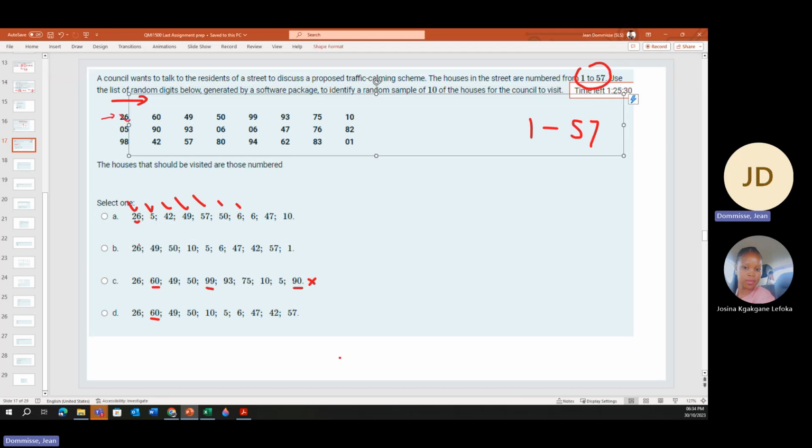So that's 26. 60 can't be, that's 49, that's 50, 99 can't be, 93 can't be, 73 can't be, 10, 5, 90 can't be, 6, can't have 6 again because we have it already, 47, next one can't be, 42, 57, can't be, and 1. Sure. Okay.